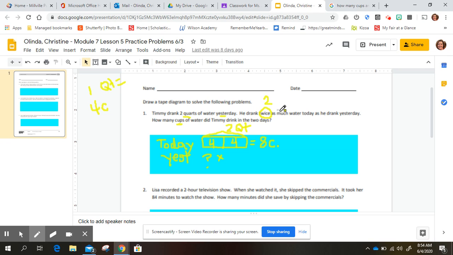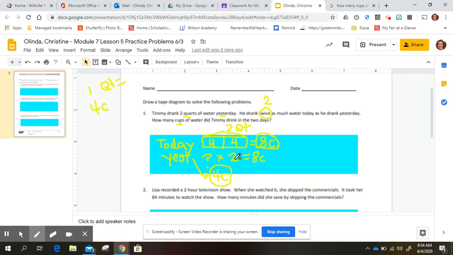So he drank twice as much water today as he drank yesterday. So what number times 2 would give me 8 cups? And we know that answer is 4. So yesterday he had to have had 4 cups of water. And then today he drank twice as much, so we had 8 cups of water.